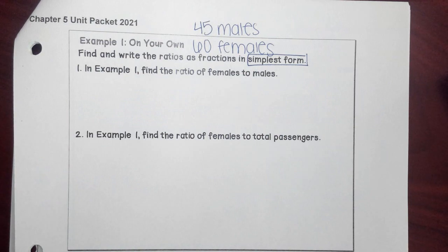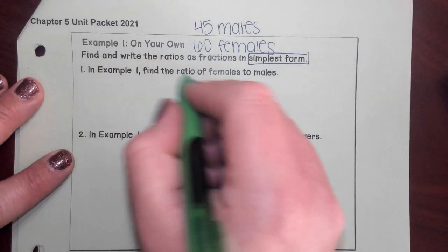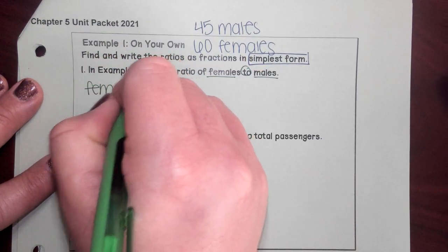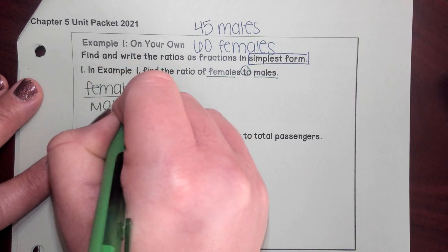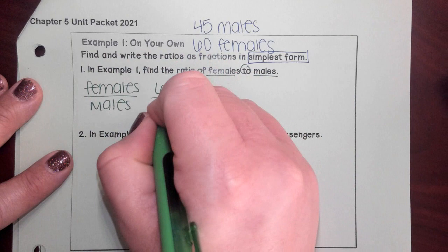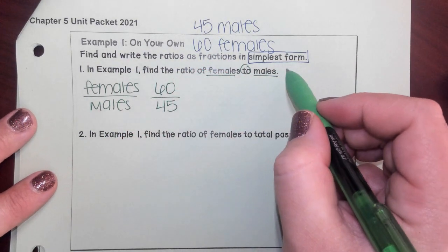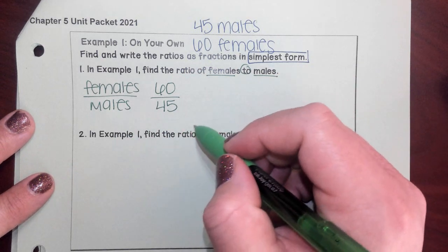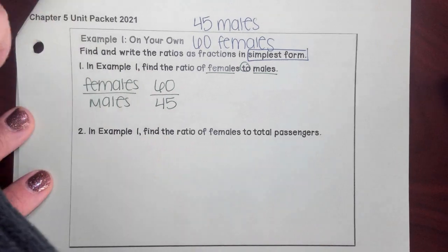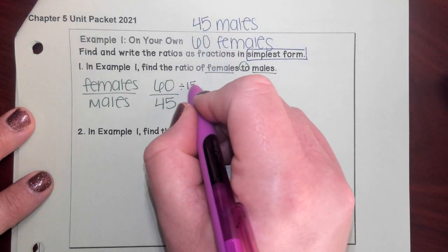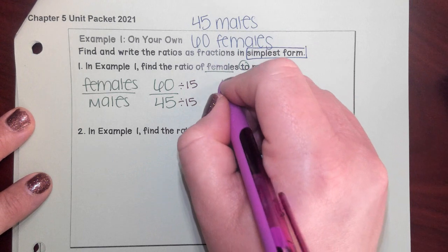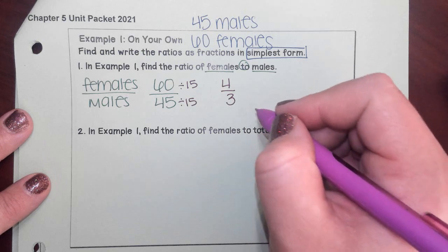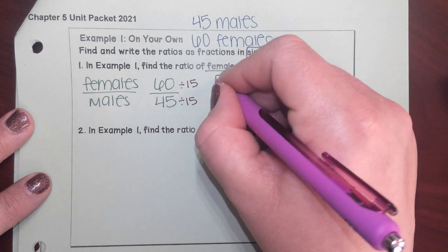So for number 1, we were looking for females to males. So I'm going to write this out to start. We know we had 60 females to 45 males. Now I asked you to write this in simplest form. So you may have divided by 5 and then 3, or 3 then 5. I saw that 15 went into both of these, so I'm going to divide both by 15. And when you divide, you would have gotten 4 over 3. This would be my ratio in simplest form. This is what you should have gotten.